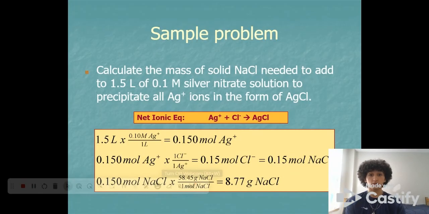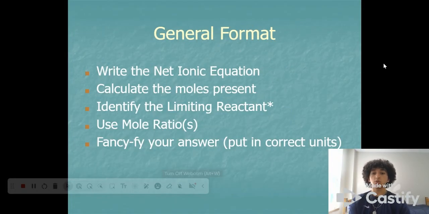Not so different from regular stoich, right? The key new move is going through the net ionic equation and making sure you're counting the right ions. So here's your cheat sheet. The 5 steps for any precipitation stoichiometry problem. Screenshot this if you need to.